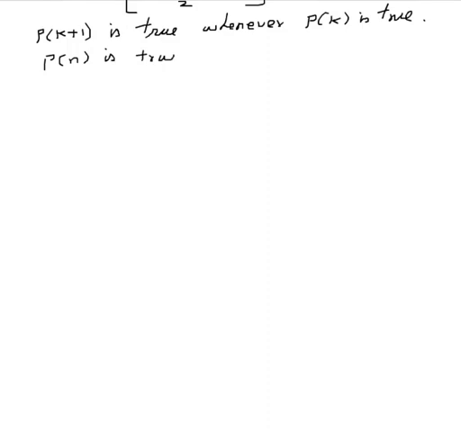Therefore, P of k plus 1 is true whenever P of k is true. Therefore, we conclude that P of n, the given statement P of n is true for all values of n belonging to capital N.